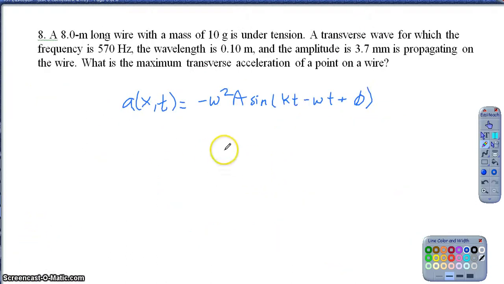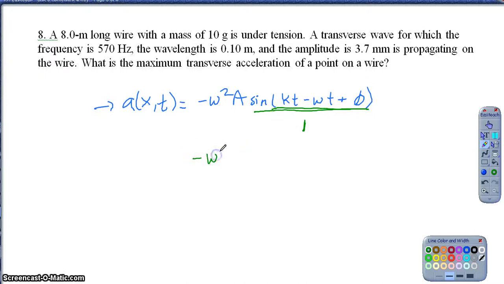So then the last question, question 8, asks us to find the maximum transverse acceleration. So I went ahead and did the second derivative, right? I'm starting with this equation. And then the key concept that I do want to make sure everybody's comfortable with is, if they ask us to find the maximum acceleration, the maximum transverse acceleration, we just have to realize that the maximum is going to happen when this whole sine function is just a 1, right? So when that whole thing is just a 1.